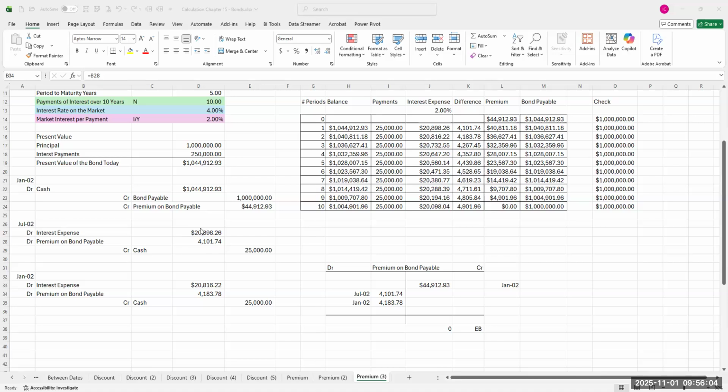So every period we're going to have less interest expense and higher amortization on our premium. Both interest expense and the premium amortization will be on the debit side now. Why? Because we created the premium on the credit side. So we have to bring this balance down to 0.